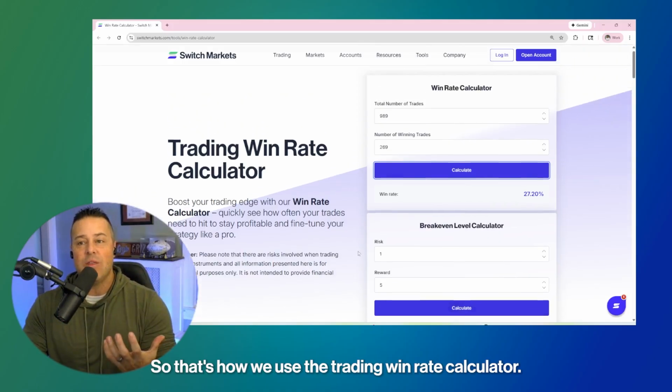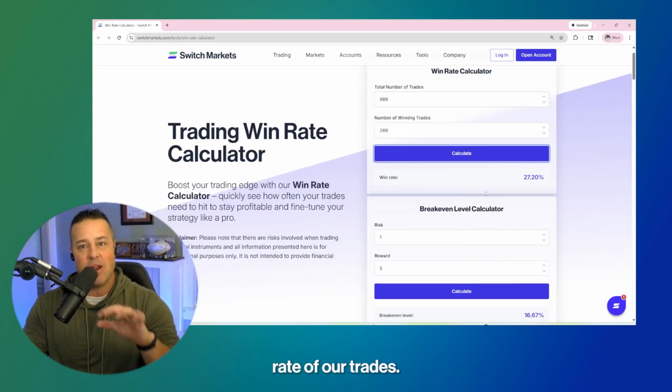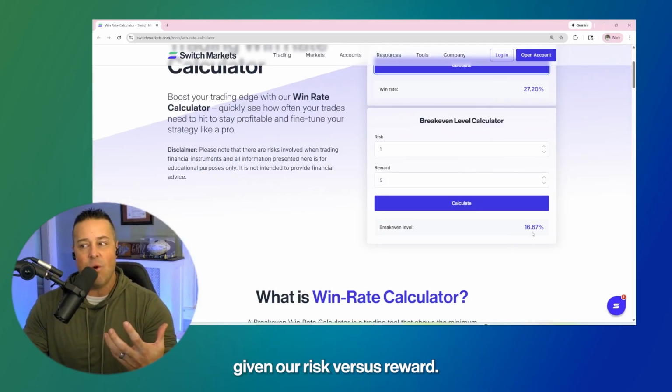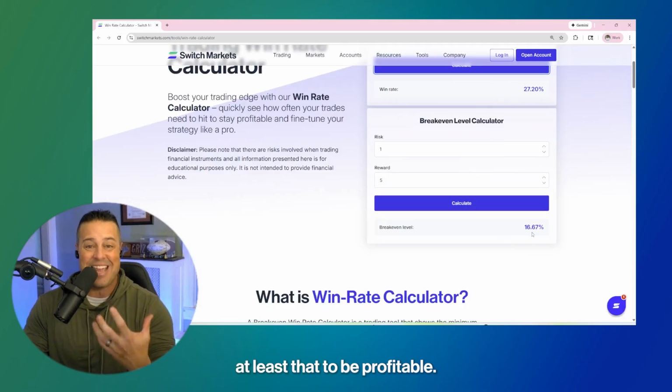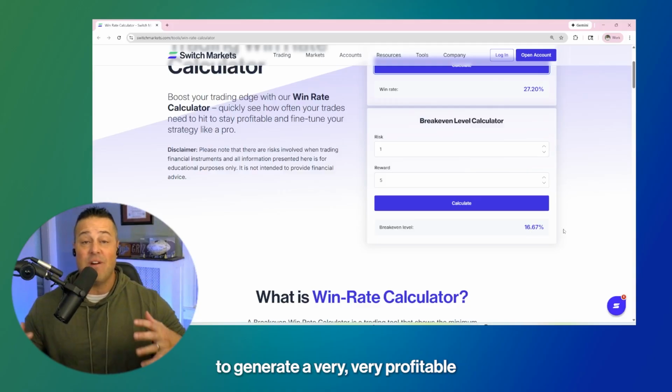So that's how we use the trading win rate calculator. We're always just looking for a basic win rate, a success rate of our trades. And then you've also got your break-even level. Given our risk versus reward, that's our win rate. We've got to get at least that to be profitable. And a lot of times you don't have to do as much as you think to generate a very profitable money management strategy.